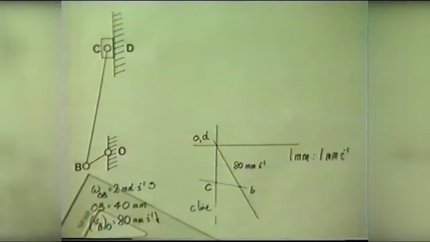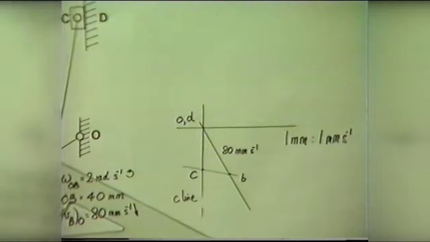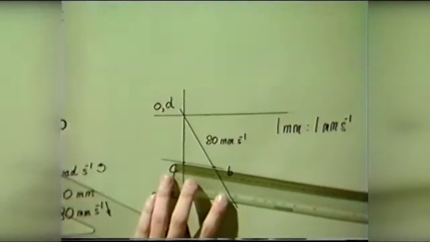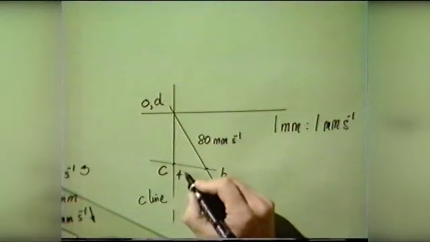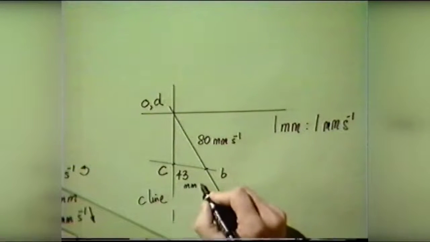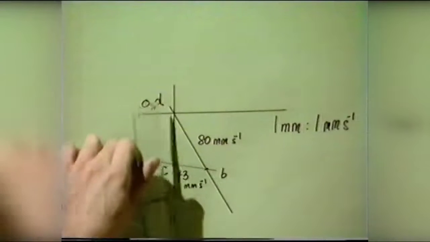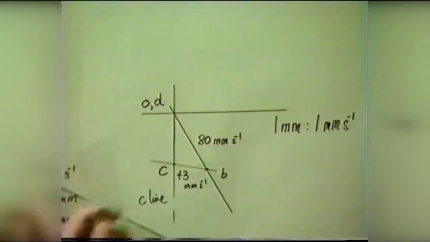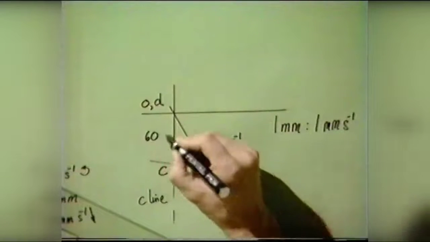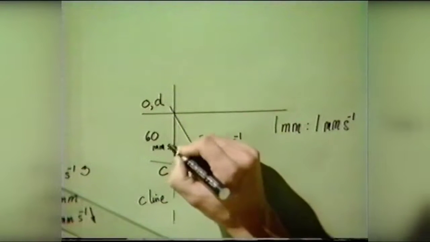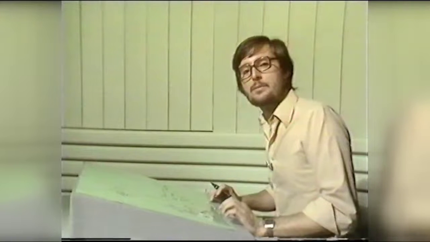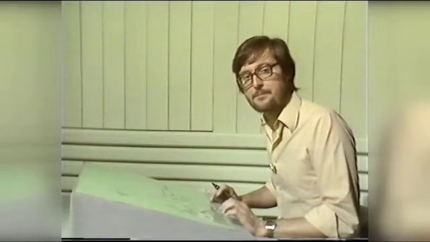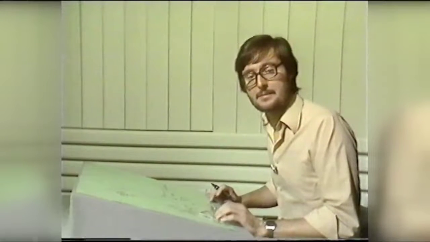And now I can measure off the lengths and see what actual velocities they represent. And that one is 43 millimeters per second. And this length represents 60 millimeters per second. Well, that's the complete velocity diagram, but what does it actually tell us? How do we interpret the diagram?